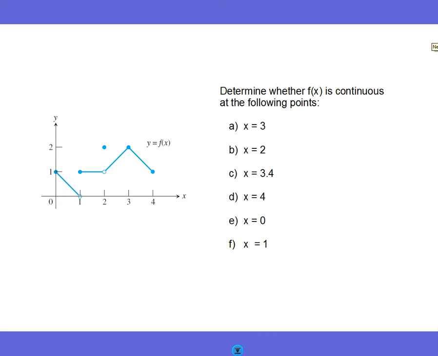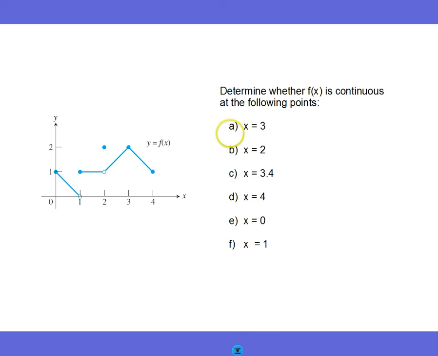Your pre-calculus and algebra 2 classes should have already told you something along the lines of: if I can take my pen, put it down, and go all the way up and down and all the way through without lifting my pencil off the graph, then it's continuous. And that's true. But now we're concerned about just at a point. Where are things continuous at a point? So I'm going to take a look here.